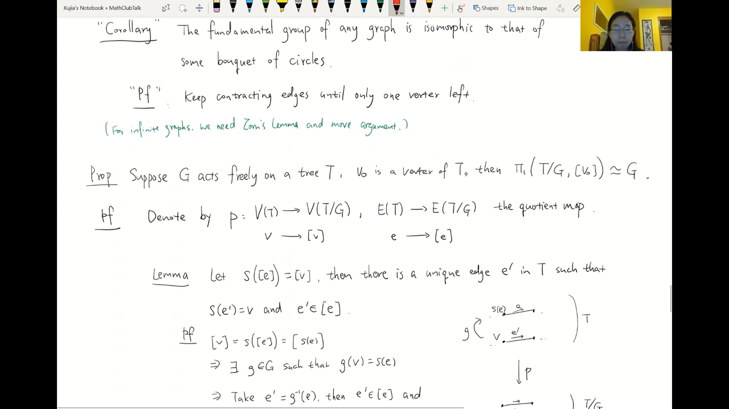A main proposition now is that suppose G acts freely on tree T and V naught is a vertex of T, then the fundamental group of this quotient graph is isomorphic to G.